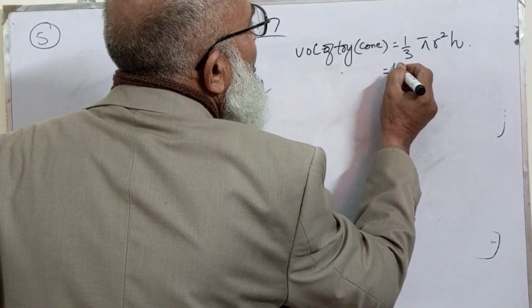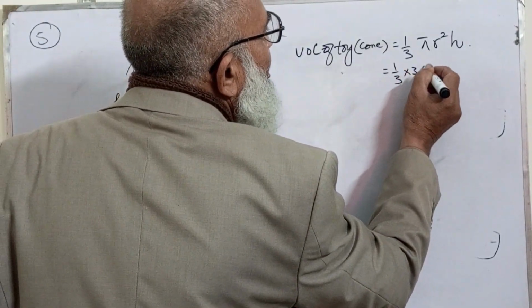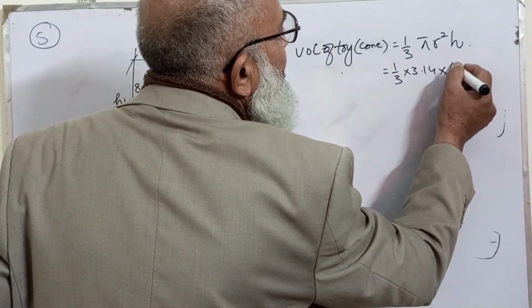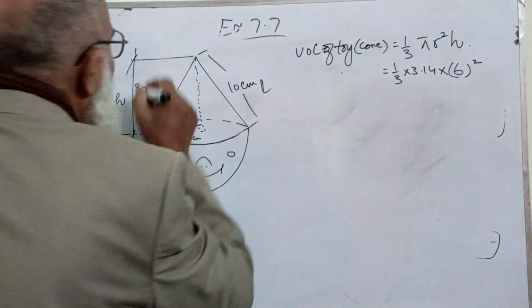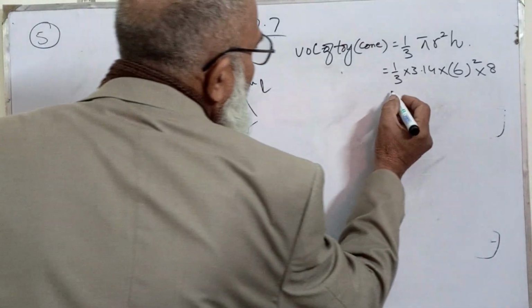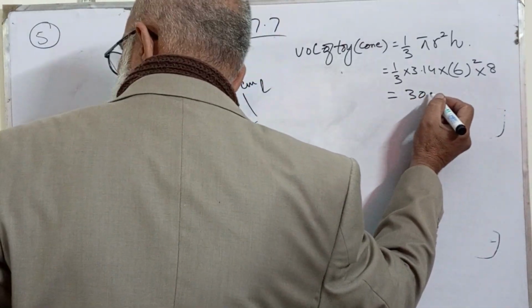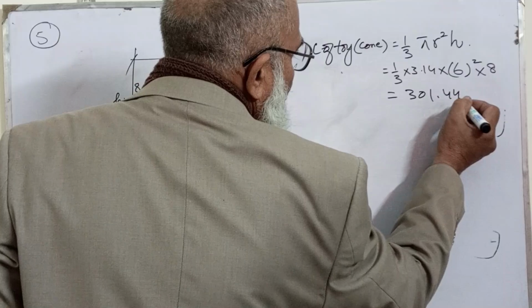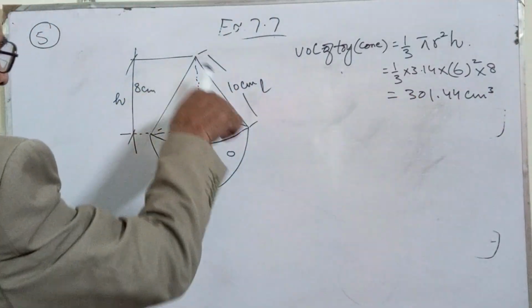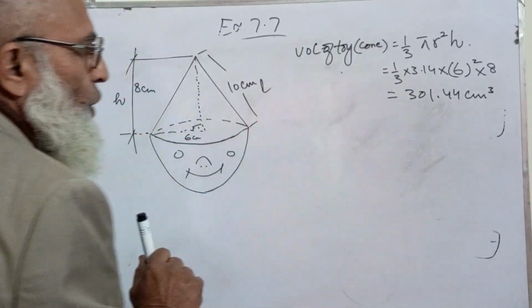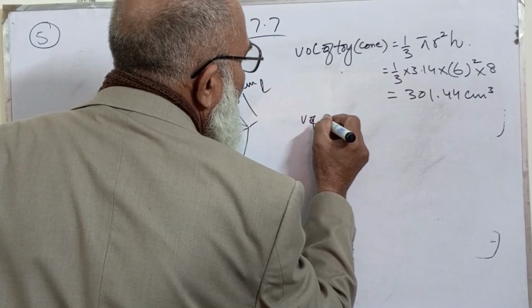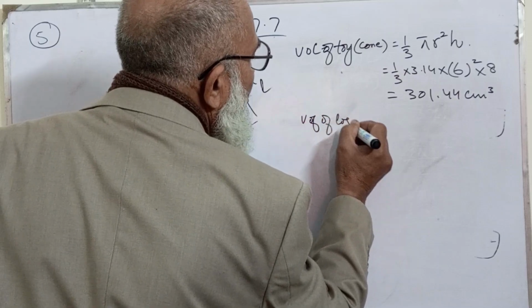H is taken when volume has to be calculated. So it will become 1 by 3 into 3.14 multiplied by r is 6, so it is 6 square, and h is 8. Now let me calculate this. So it becomes 301.44 centimeter cube, because this is the volume. We are finding the volume of the cone and volume of hemisphere of toy.